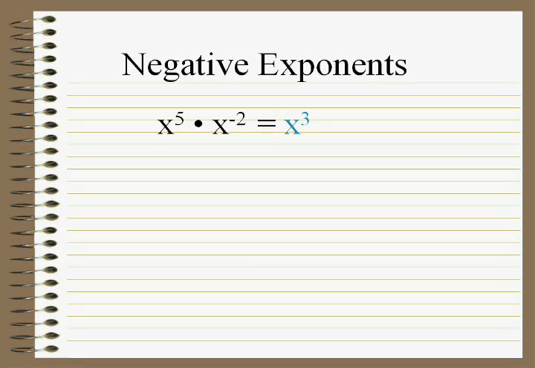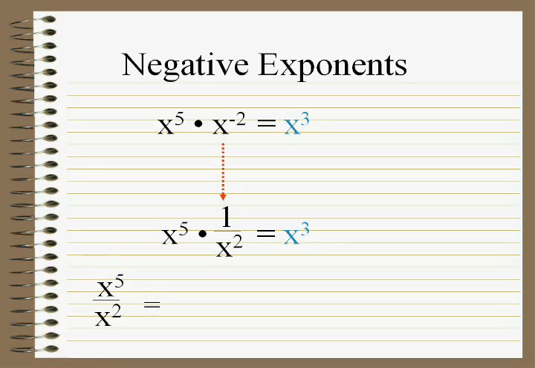Let's go back to the problem that we began with. What happened? X to the 5th times x to the negative 2 must equal x to the third. What in the heck is x to the negative 2 really? Well, if that negative means a multiplicative opposite or reciprocal, it means 1 over x to the 2nd. And it makes sense if you think about it.